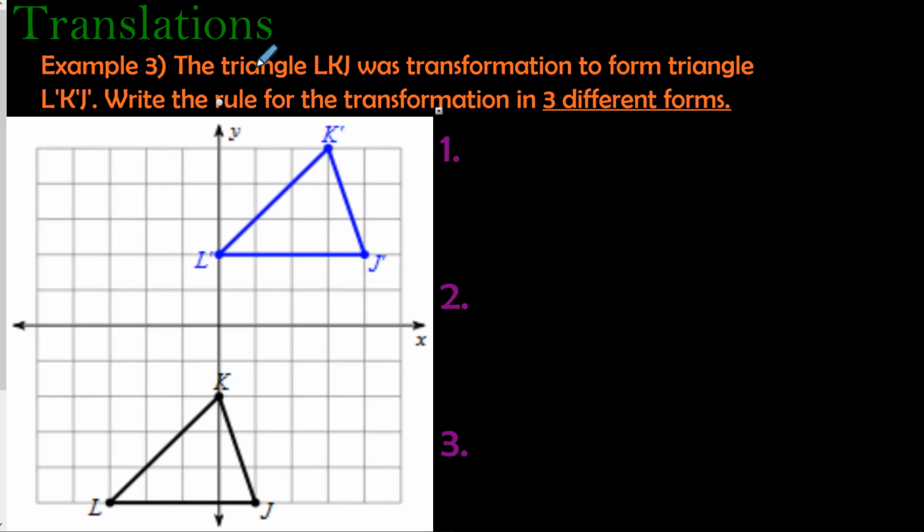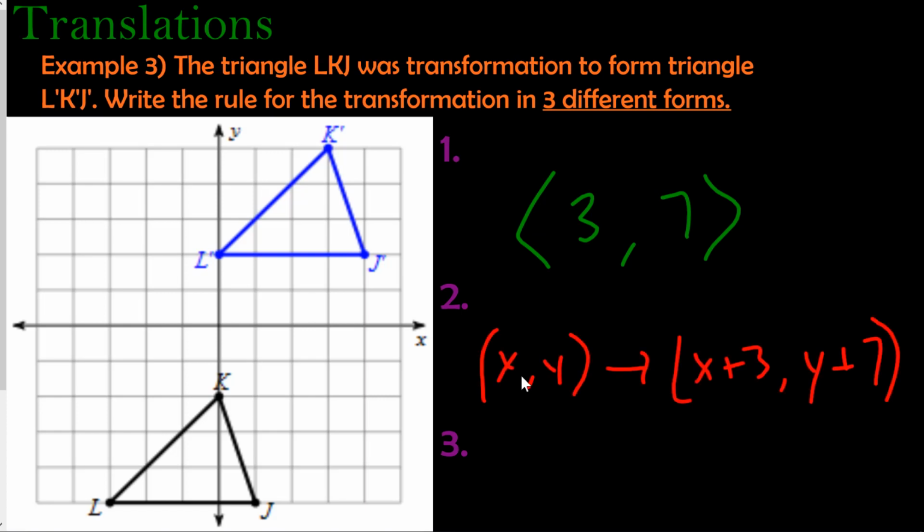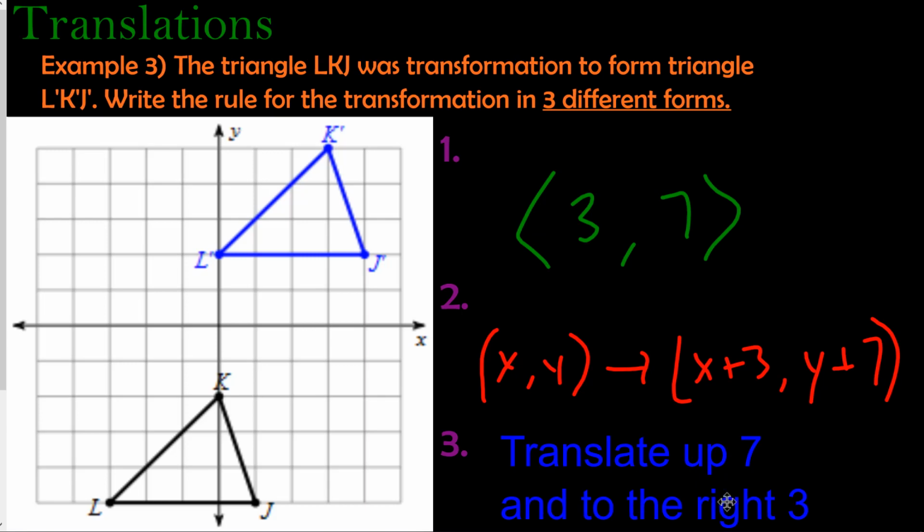So here, number 3 says the triangle LKJ, this one right here, was transformed to form the new triangle right here. Write the rule in 3 different forms. So let's start with over here. The rule is to the right 3 and up 1, 2, 3, 4, 5, 6, 7. So that means to the right 3 up 7. So that can be written like the following: 3, comma 7, because that means to the right, and then up. The next way you can write it is as follows: x, comma y, arrow to x plus 3, comma y plus 7. And finally, you can just write in written form, translate up 7 to the right 3.